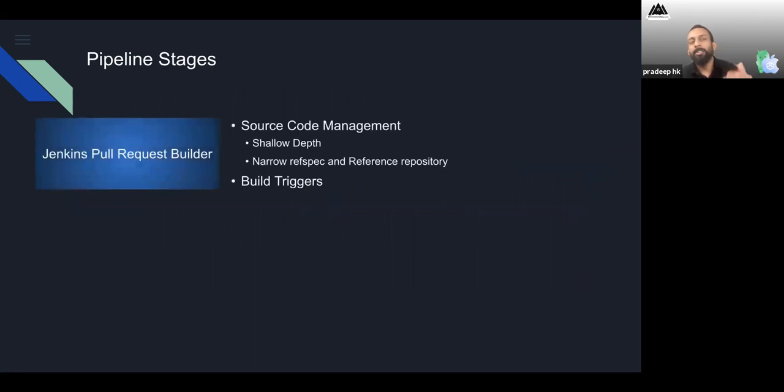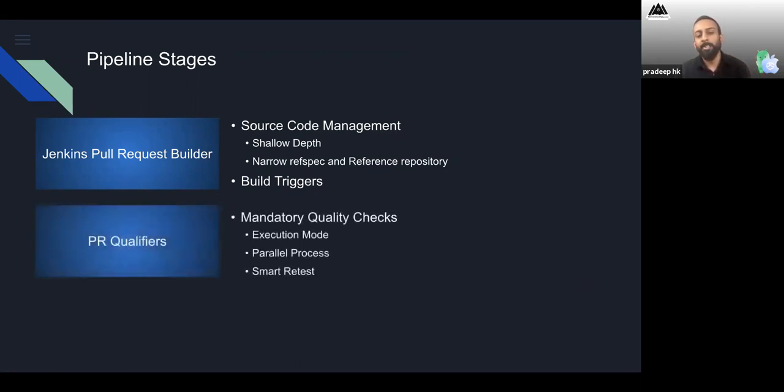And there are different stages of pipeline from the time a commit is pushed till the time a PR is merged and to the time it is released to production. I've categorized that into 3 different subcategories. The first one is Jenkins pull request build trigger. So it basically includes the source code management and how the builds are getting triggered.